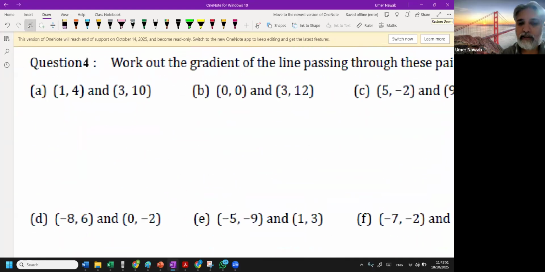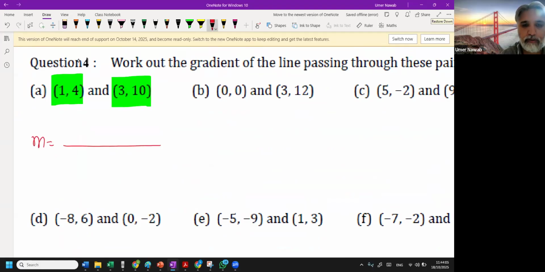Now, the examiner has given you 2 points. This time he didn't give you the line. He said, can you find the gradient of a line passing through these 2 points? You can use this formula. Gradient is equal to y2 minus y1 over x2 minus x1, which is 10 minus 4 over 3 minus 1. So m is equal to 6 over 2, which is equal to 3.